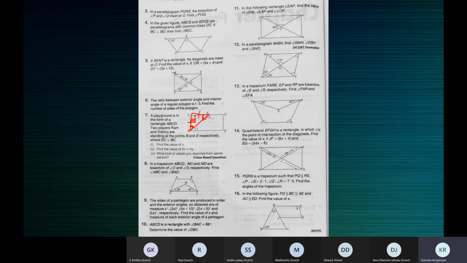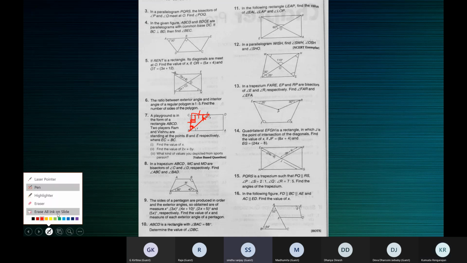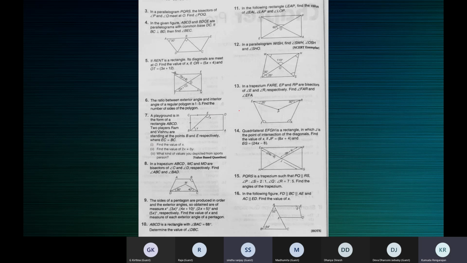So now what will be the measure of angle X? Linear pair, right? Since this is 45 degrees, linear pair, X plus 45 is equal to 180. X is 135 degrees, ma'am. X is equal to 135. X plus 45 is equal to 180, so X is equal to 135 degrees.